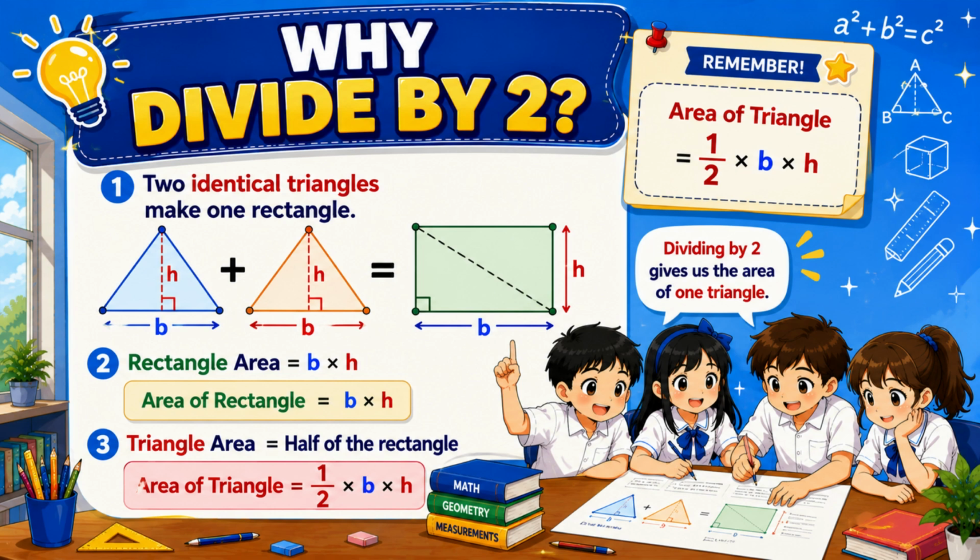Imagine putting 2 identical triangles together. They create a rectangle. Since one triangle is only half of the rectangle, we divide the area by 2. A triangle occupies half the area of a rectangle with the same base and height.